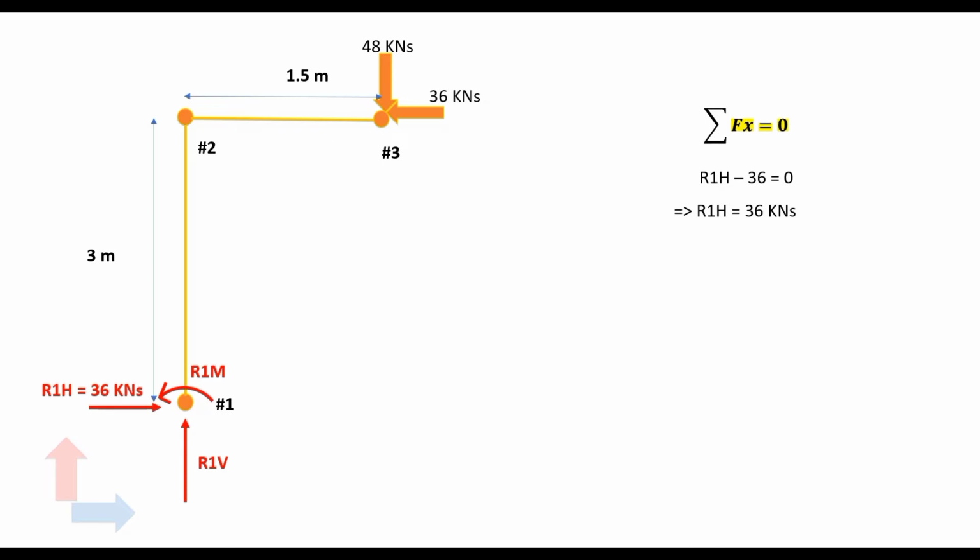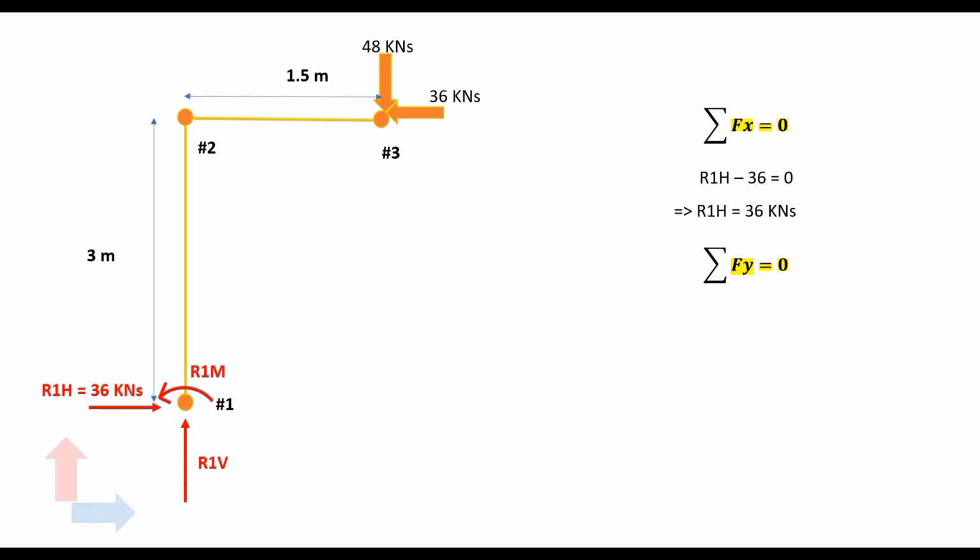The next equation of equilibrium that we'll use is sigma Fy equal to 0, or the loads acting in the vertical direction of the global y-axis would be 0. Again, the forces acting in the vertical direction are R1V, which is the vertical reaction, and we have assumed that to be acting in its positive sense along the global y-axis, or the positive direction of the global y-axis.